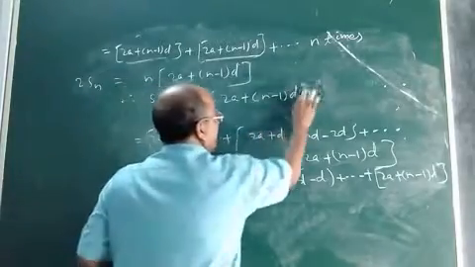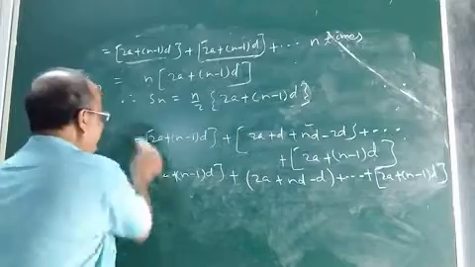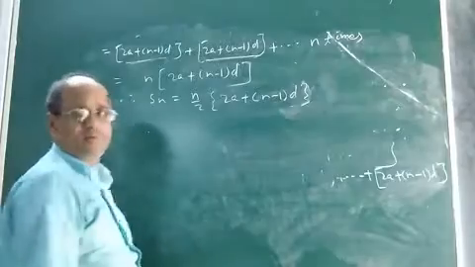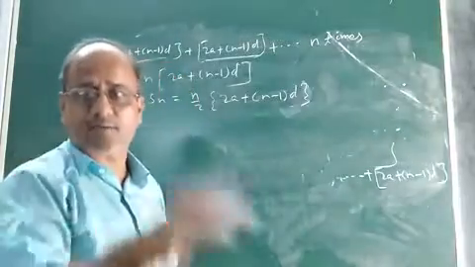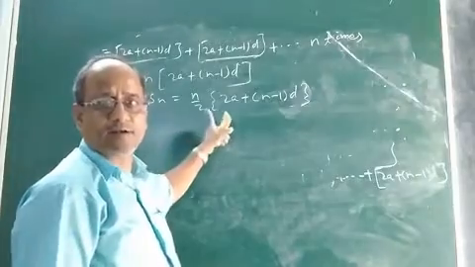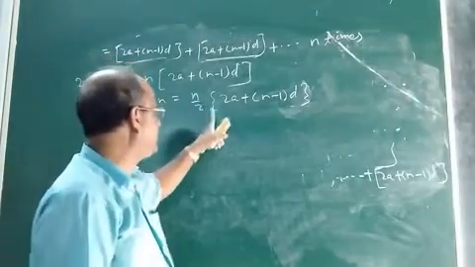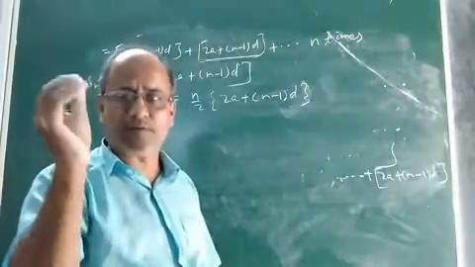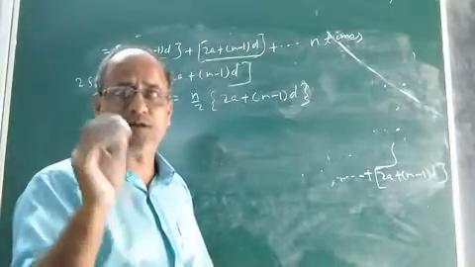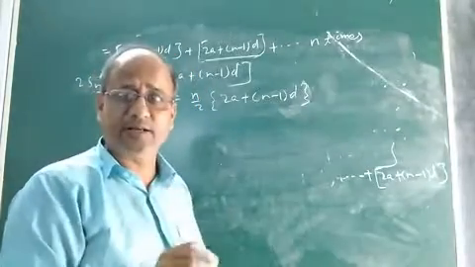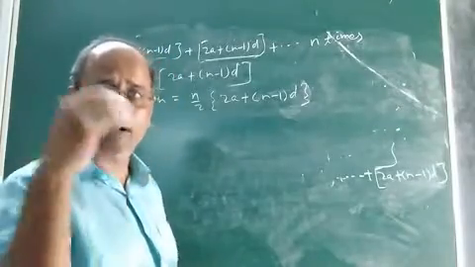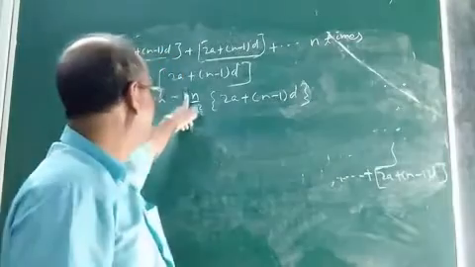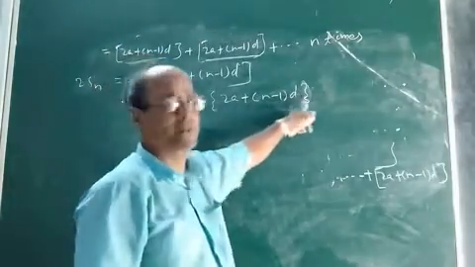See, this is the complete proof. How to prove that the sum of n terms of an AP will be equal to n by 2 into 2a plus n minus 1 into d. This is the complete proof. So, if an AP is of the form a, a plus d, a plus 2d, up to a plus n minus 1 into d, then by adding all the terms, you can easily prove like this that the sum of n terms of the AP will be given by the formula Sn equal to n by 2 into 2a plus n minus 1 into d.